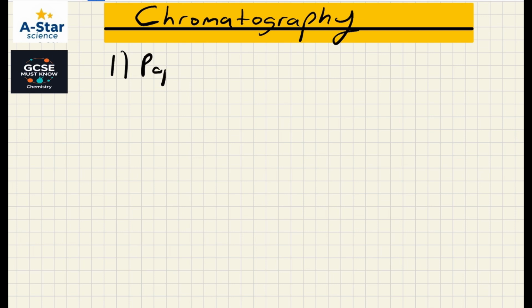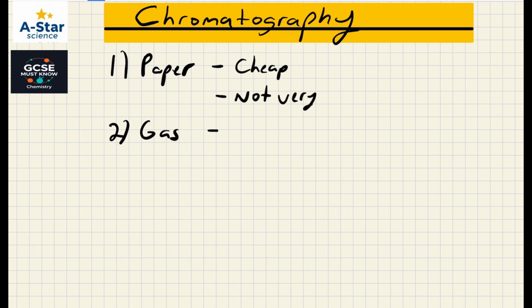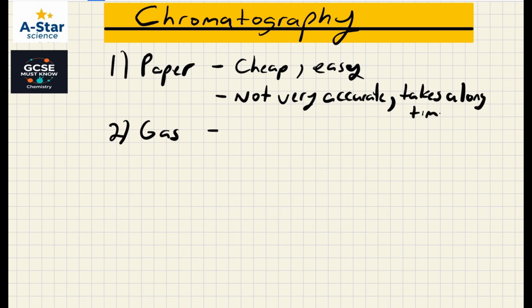There's paper chromatography, and there is gas. There are more than that, but for GCSE, you just need to know about these two. Paper chromatography is very cheap. That's an advantage. Okay. But it's not very accurate. It's also easy to do, but it takes a long time. Not too long, but it's not instant.